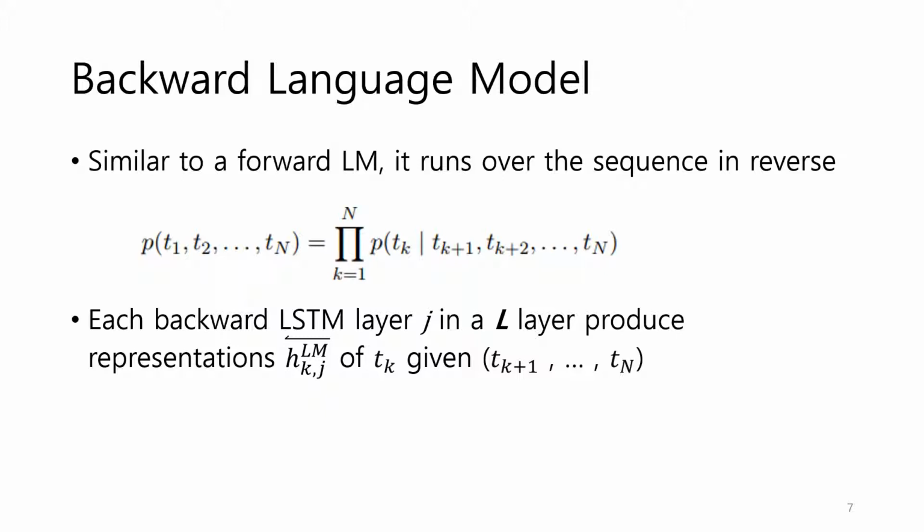Backward language model is similar to a forward language model, except that it runs over the sequence in reverse. Each backward LSTM layer j in a L layer model produces representations shown above.